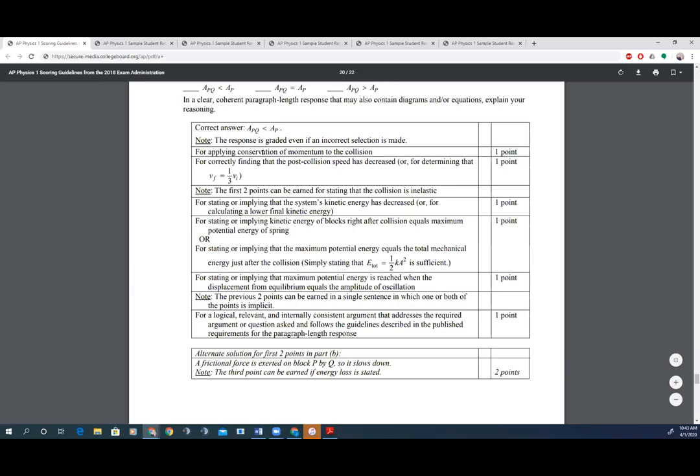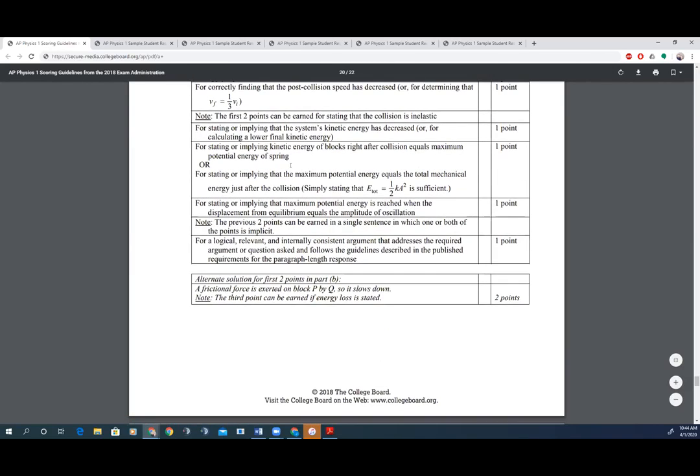You have to apply the conservation of momentum. It has to be explicit, right? You have to correctly identify the post-collision speed decreased. You had to explicitly state that the kinetic energy as a result decreases and that the kinetic energy is related to the maximum potential energy. And then you had to very clearly identify that the maximum potential is related to the amplitude of the spring.